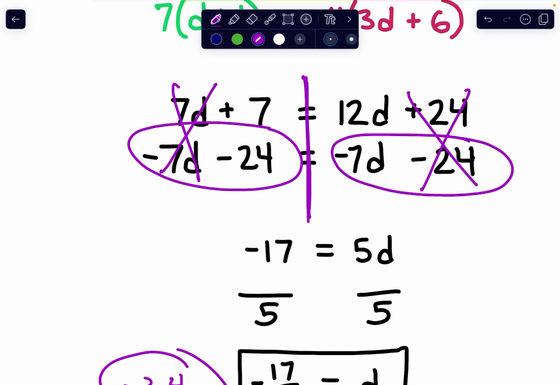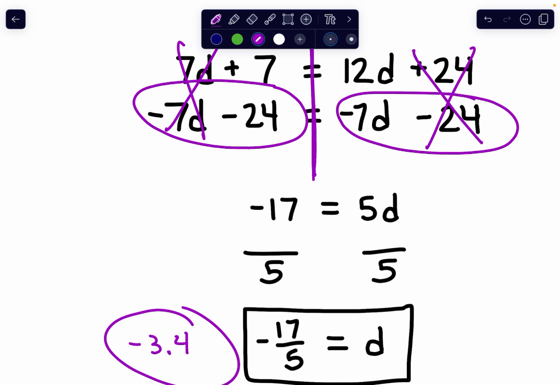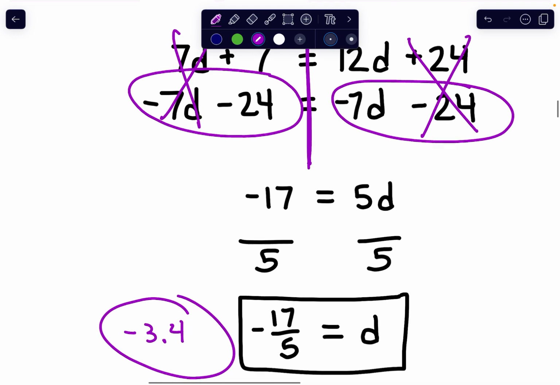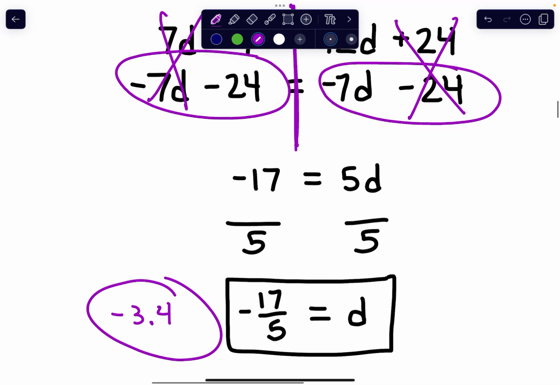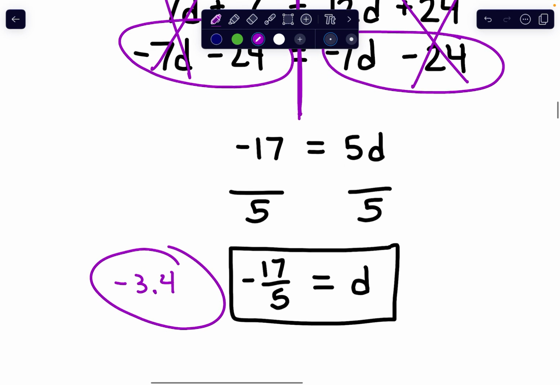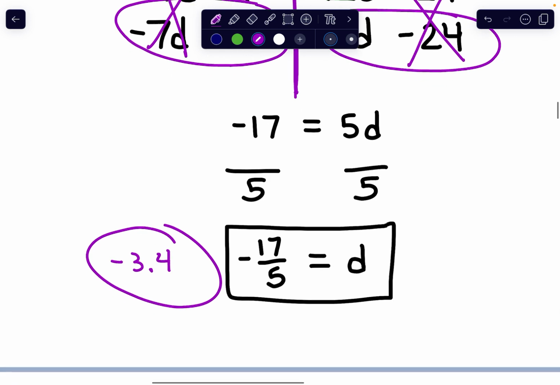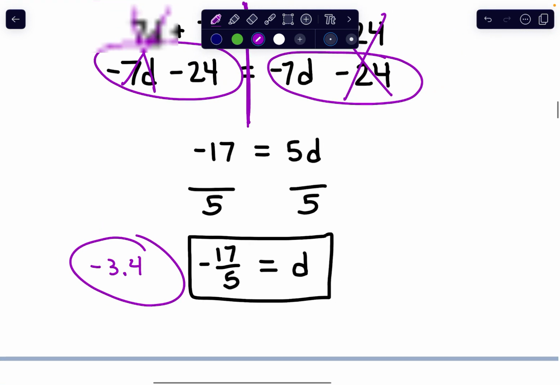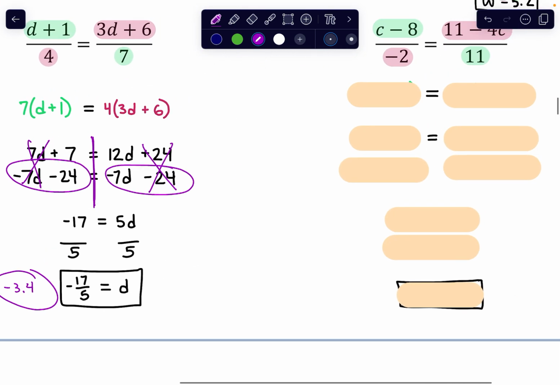So we do the math, and we end up getting 12d minus 7d is 5d. 7 minus 24 is negative 17. And then it's a one-step equation. So we have to divide both sides by 5. Okay, we very briefly think to ourselves, oh no, negative 17 isn't divided easily by 5. But that's okay. Like I said, some answers are fractions, some are decimals.